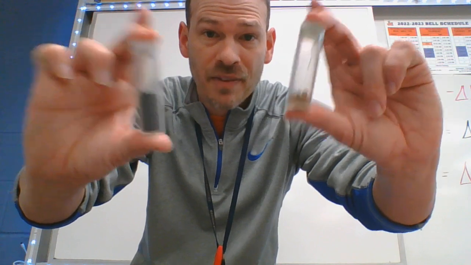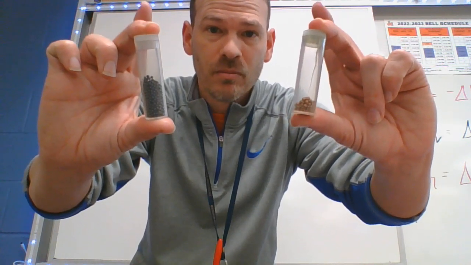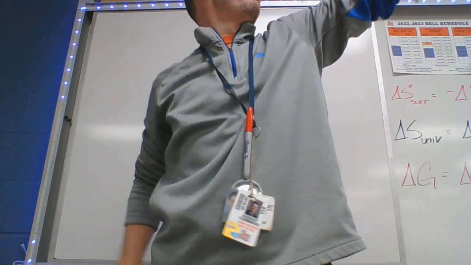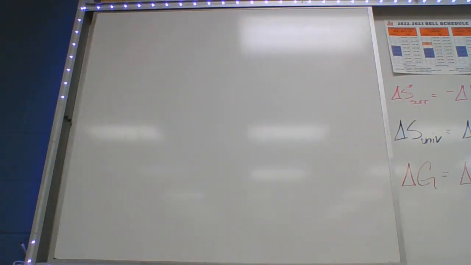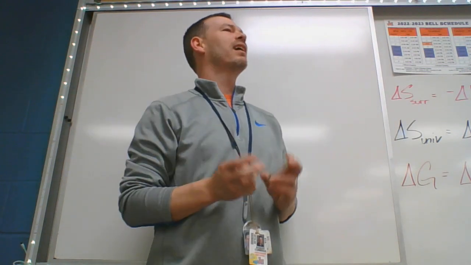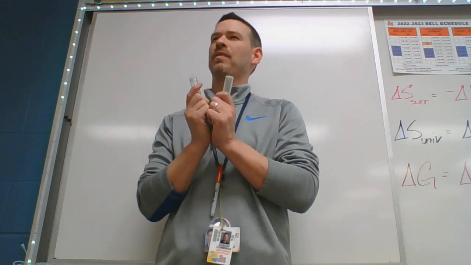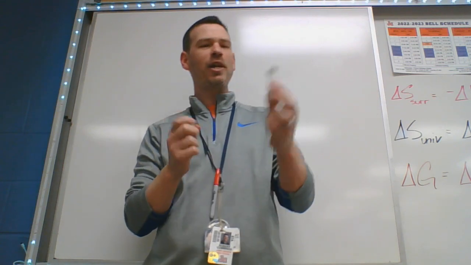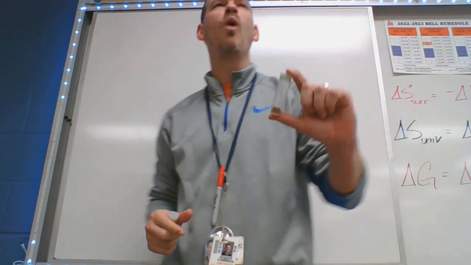What I've done is I've collected two samples of two elements. In this hand, I've got copper. And in this hand, I have lead. Copper, lead. I went and collected exactly 1 mole of each of them. So how did I do that? How do I know that this is 1 mole of copper?